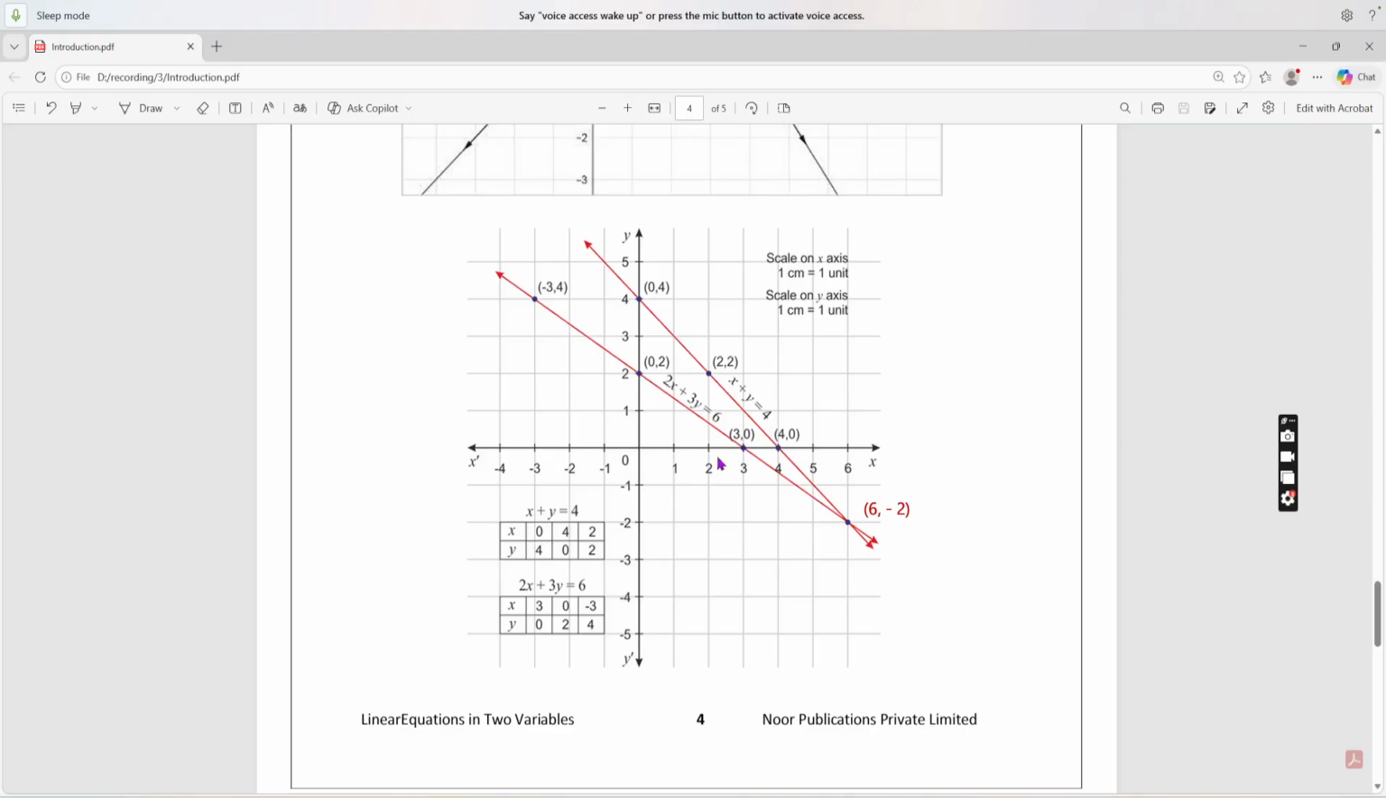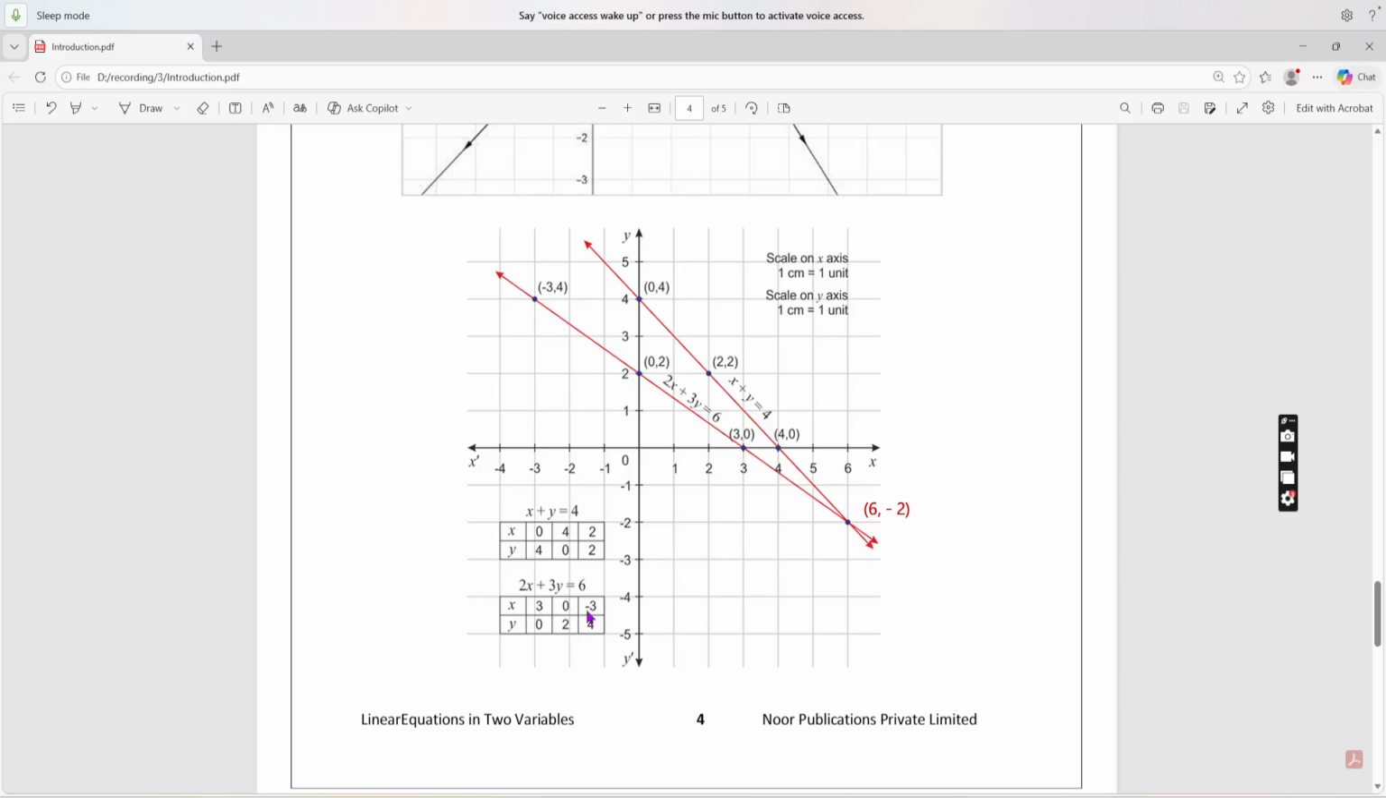3, 0 is this point. Now next is 0, 2. How are we getting it? Now I am telling you, instead of x, if I put 0, 2 into 0 is 0. 0 plus 3y is 3y. So 3y is equal to 6. So y is equal to 6 upon 3, that is 2.